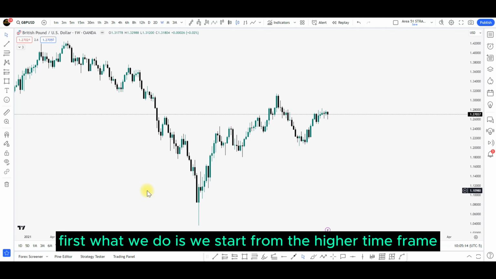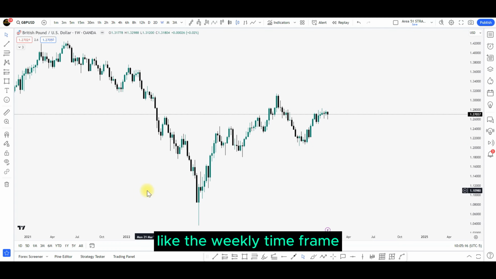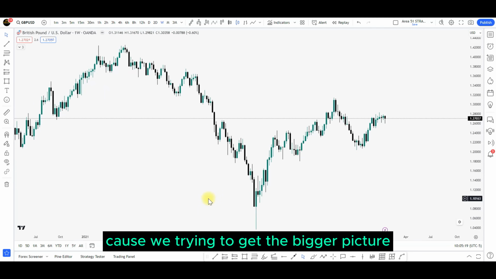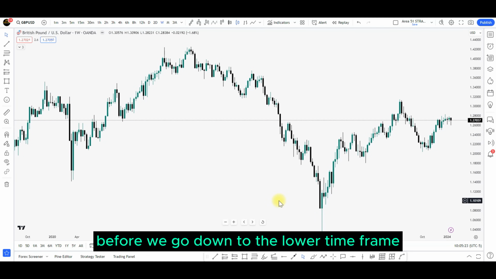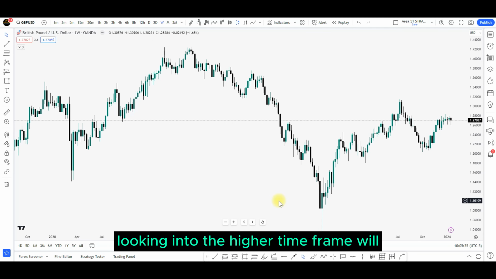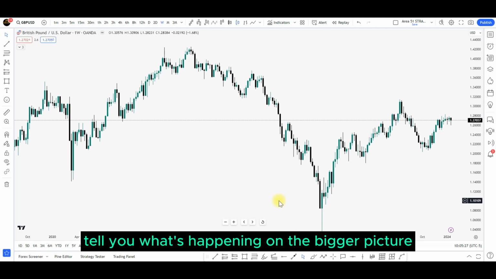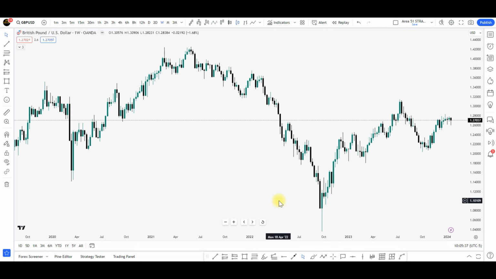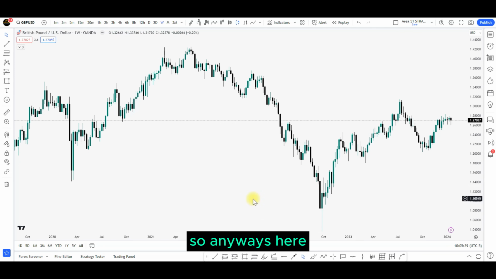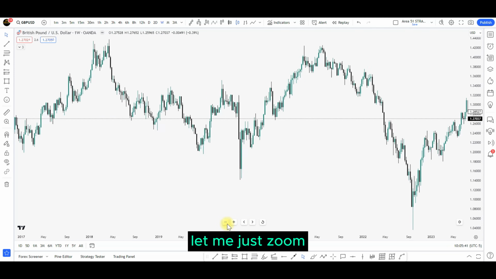First, what we do is we start from the higher time frame, like the weekly time frame, because we're trying to get the bigger picture before we go down to the lower time frame. Looking into the higher time frame will tell you what's happening on the bigger picture rather than focusing on the lower time frame and getting confused by the price action. Okay, there's a lot of noise on the lower time frame. So anyways, here, let me just zoom.